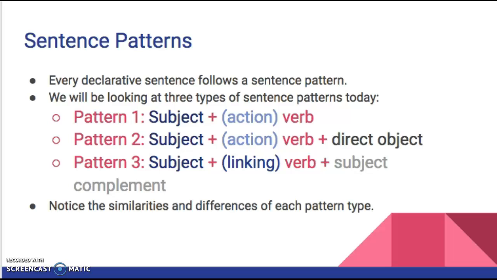When you're looking at these three sentence patterns, you should notice that there are some similarities, each having a subject and each having a verb. And there are also some differences. The first pattern stops after subject verb. The second pattern adds on what's called a direct object, which we're going to talk about a little bit more in a second. And the third pattern talks about the subject complement.